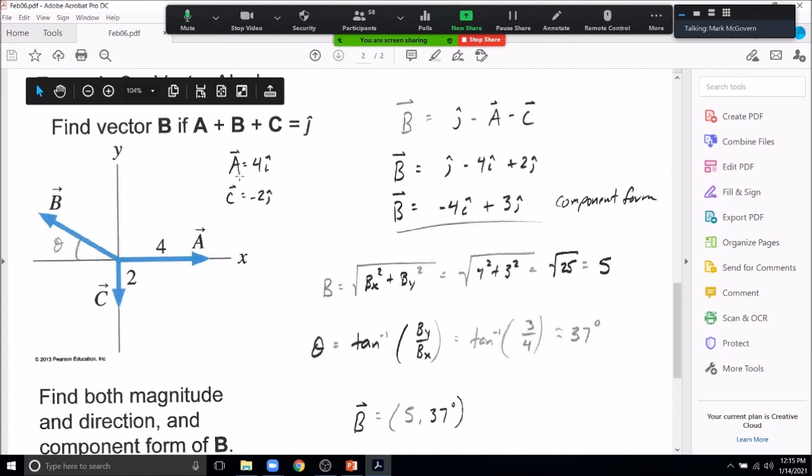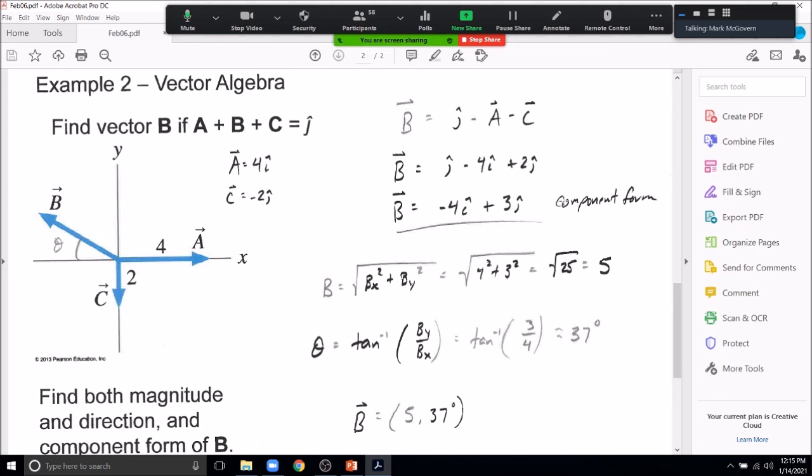And so what is A? A is 4 i hat. C is minus 2 j hat. So if I plug all that in, I can see here that you can combine j hats together. There's only one i hat. When you combine i hats and j hats together, it's just like combining like terms in math. So this ends up being minus 4 i hat and plus 3 j hat. All right, cool. So that's the component format.